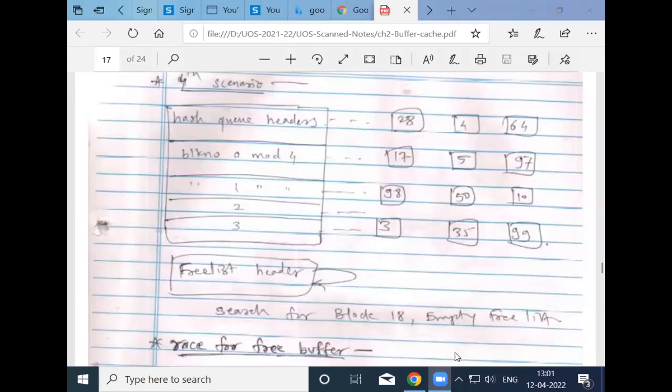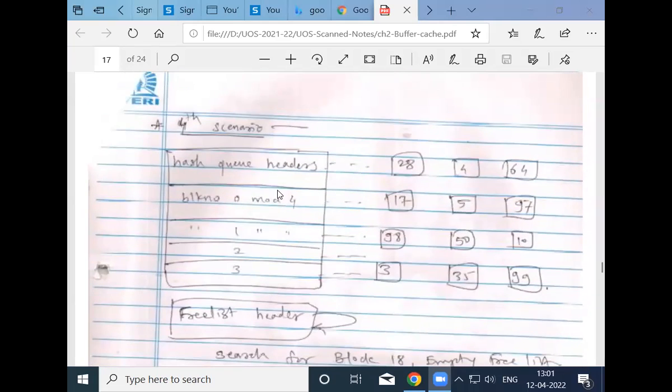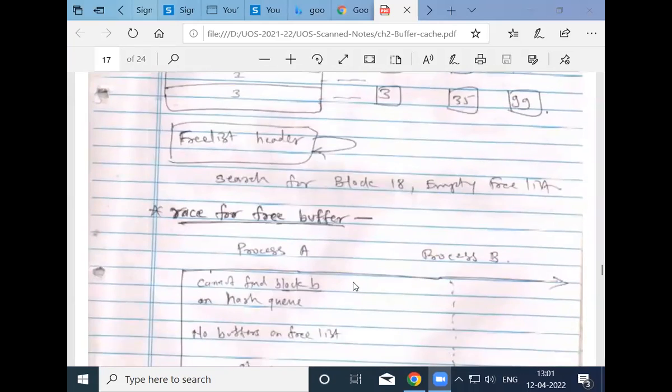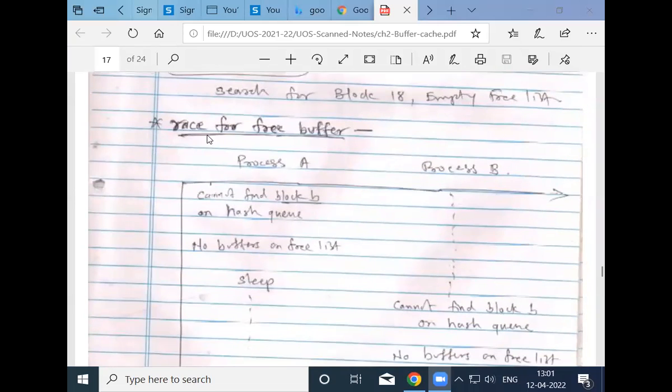Yes, ma'am. Okay. So now we'll discuss under the fourth scenario. Now we are discussing the fourth scenario, where the second diagram is not there. Instead of the second diagram, we are discussing the race for a free buffer.